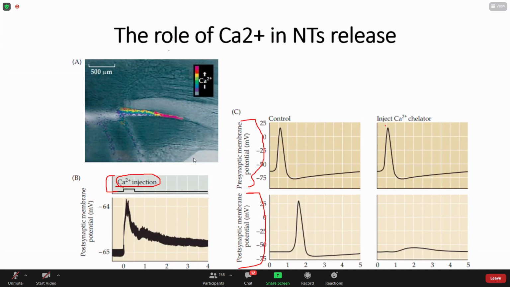You know what a calcium chelator is? What? Binds calcium. Very good. It binds calcium and it will buffer calcium, okay? So it binds calcium and so calcium won't be able to perform its function, okay?